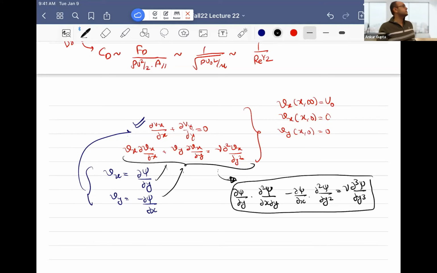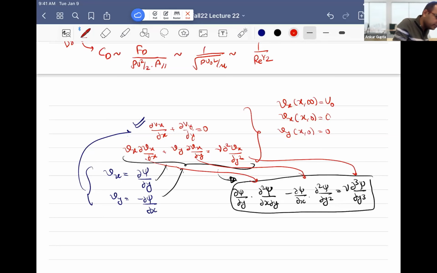Okay, this is the first point, that we get del psi by del y, del square psi by del x del y, minus del psi by del x, del square psi by del y square. This is Vx, del Vx by del y. So in case this is a bit unclear, I'm just substituting all these terms here.